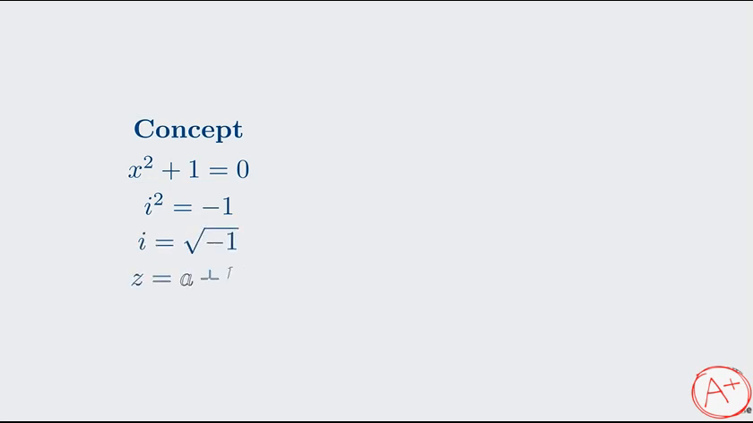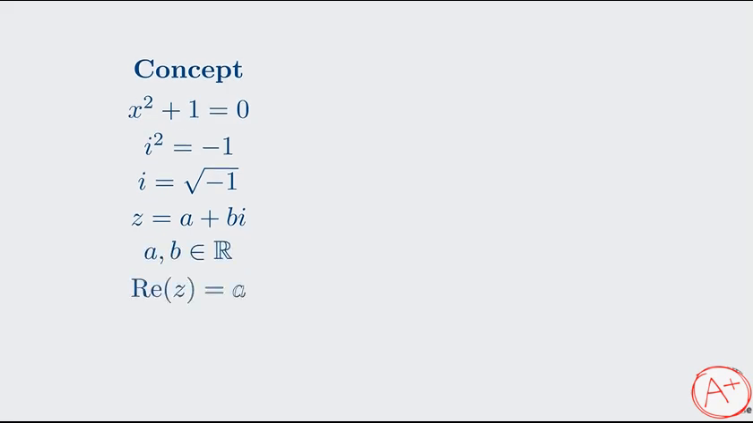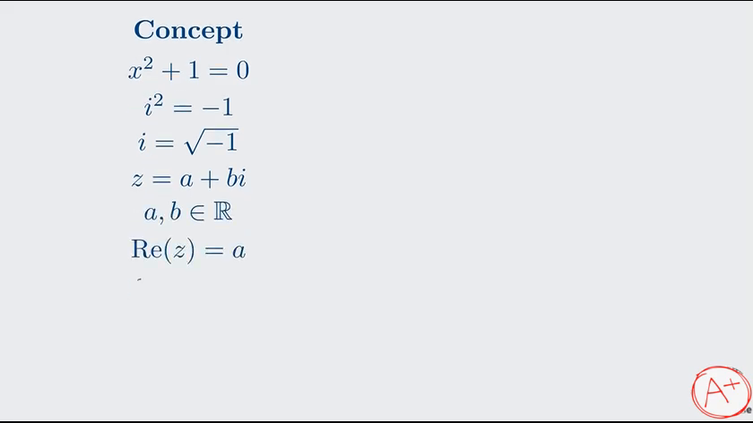Any complex number z can be written in Cartesian form, which is a plus bi. Here, a and b are both real numbers. We call a the real part of z, and we call b the imaginary part. It is vital to remember that the imaginary part is just the real coefficient b, not b times i. Consider the example z equals 3 minus 4i. The real part is 3. The imaginary part is -4.